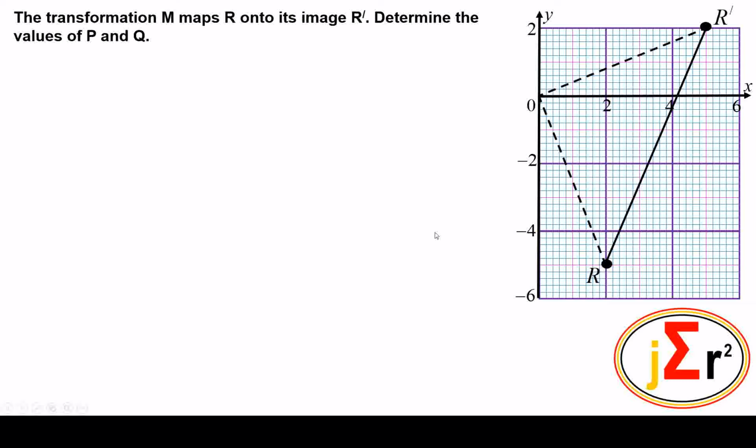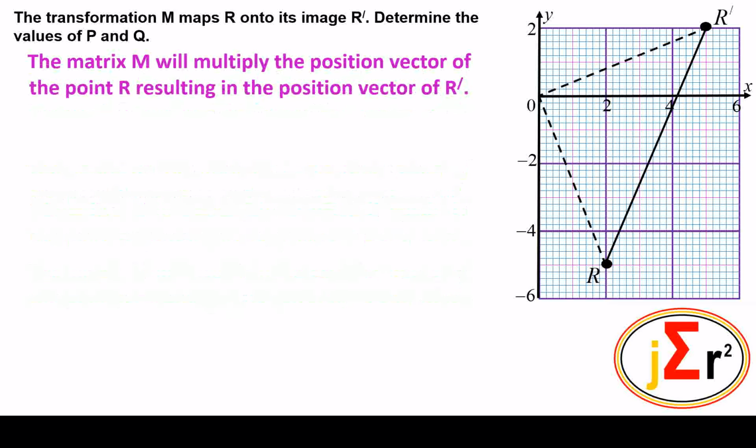The transformation M maps R onto its image R prime. Determine the values of P and Q. As yet, we have not seen any semblance of M, P, or Q, but I'm sure that we will see those in a few seconds.